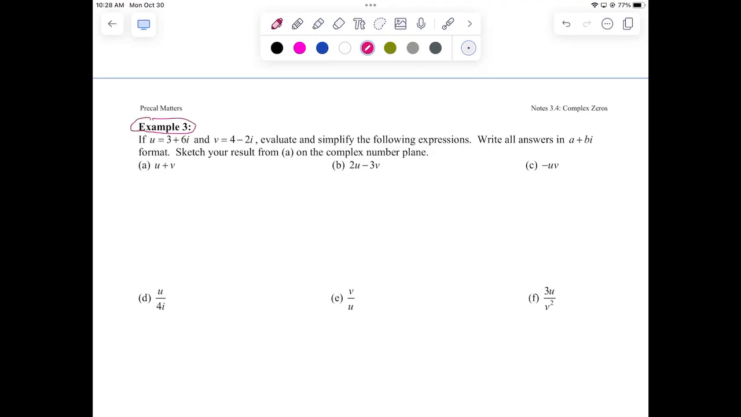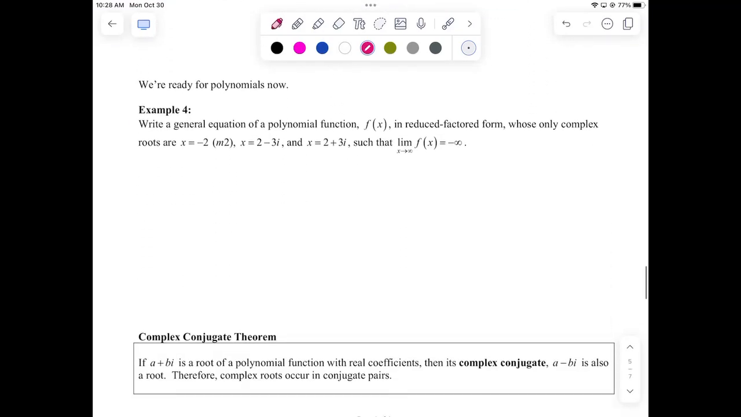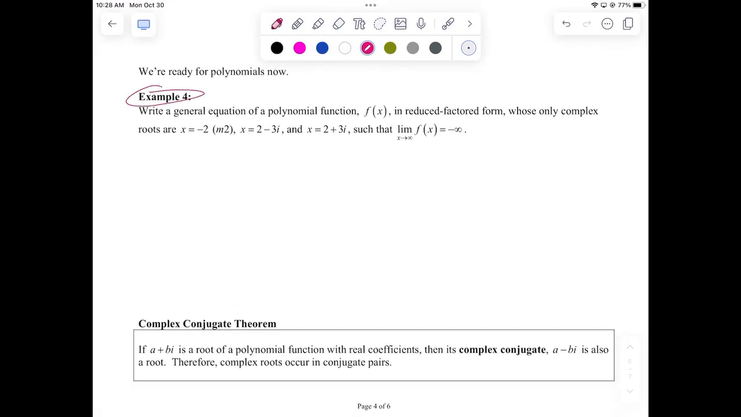We're going to skip example 3 because it's just manipulating 2 complex numbers like you did in Algebra 2, and we're going to get enough practice in example 4. So let's jump to example 4. This is where the pre-cal jumps back in. So that was kind of an Algebra 2 review.